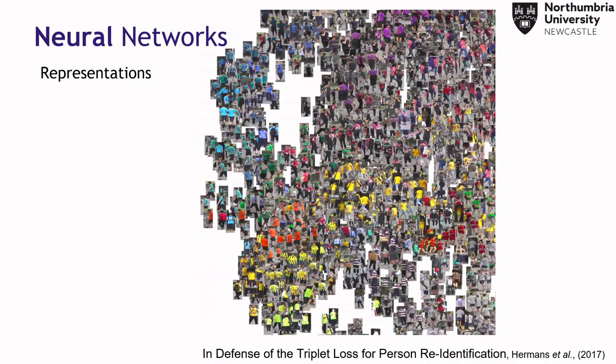So this is a really nice visualization of what one of these manifolds might look like from the paper In Defense of the Triplet Loss for Person Re-Identification. And you can see, for example, that all of the striped shirts tend to be down towards the bottom. So this is one of the features that you end up with when you convert from, in this case, a 128 height and 64 dimensional width, to just a 128 by 1 vector.